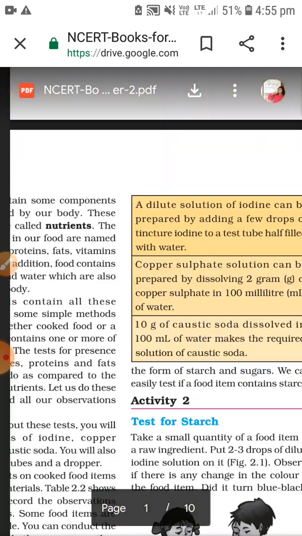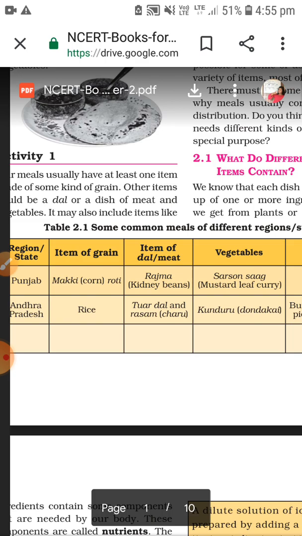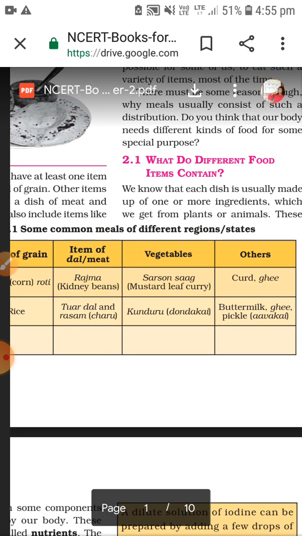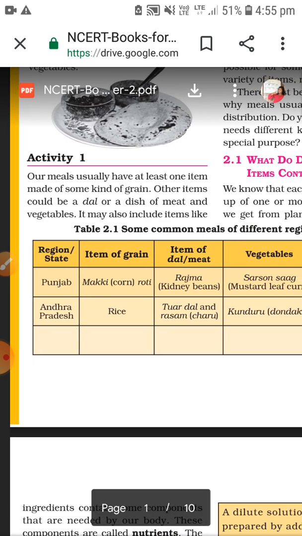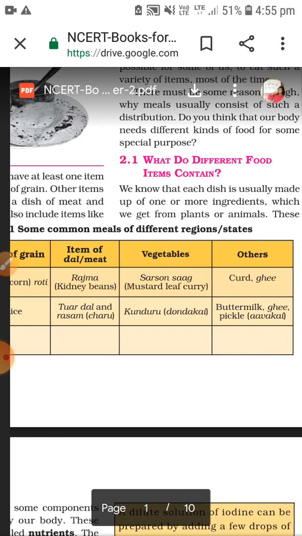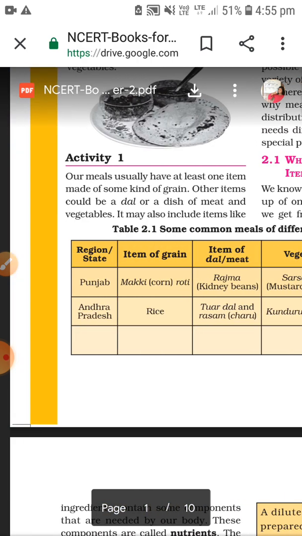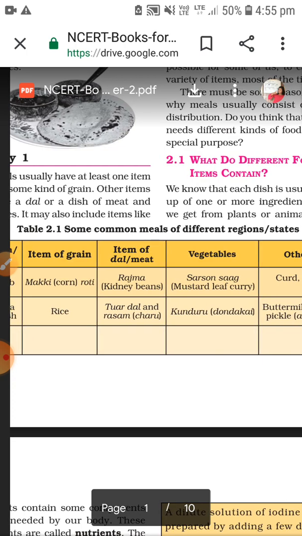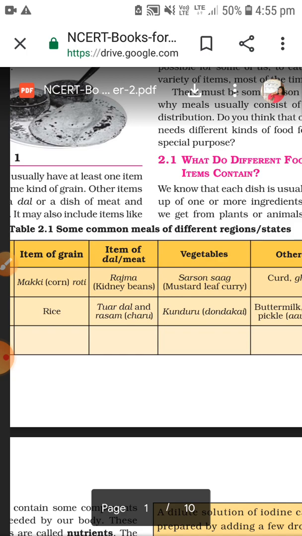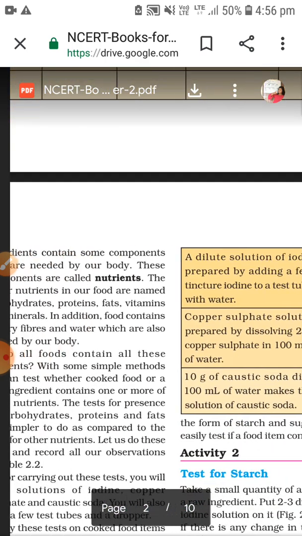Yeah, we just have a look at that in this table. Some common meals of different region states: Punjab, item of grain: Makka means corn, item of dal: Rajma, kidney beans, with vegetable is sarso saag, mustard leaf curry, and other is curd or ghee. Andhra Pradesh, rice, tural dal and rasam, that is charu; Kandur, dhokla, and butter means ghee, pickle, etc.